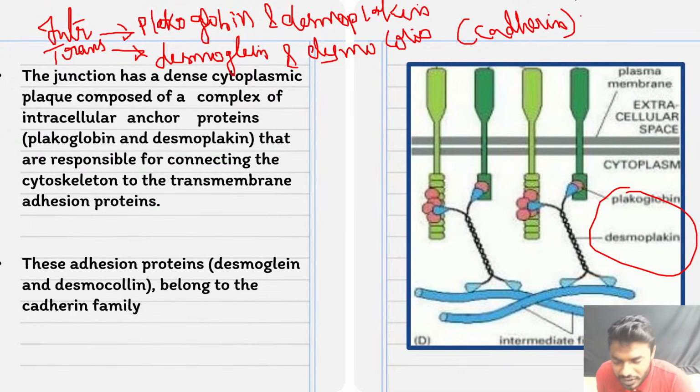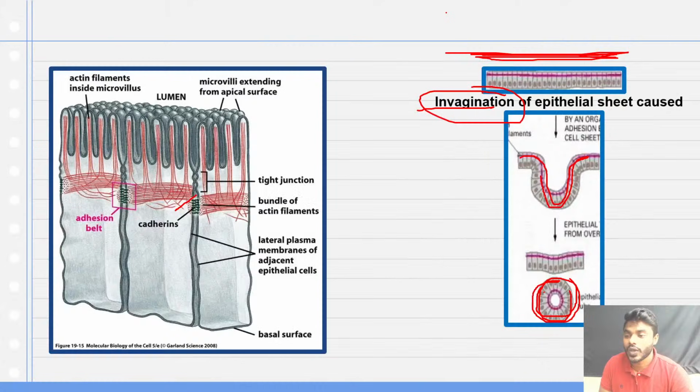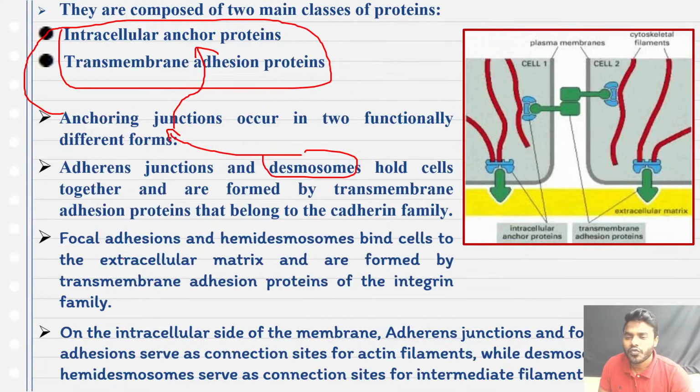Please kindly remember what are the two proteins that belong to the cadherin family. Remember that. Desmoglein and desmocollin, which are transmembrane, and intracellular are plakoglobin and desmoplakin. Okay, so this is the first type of the anchoring junction.